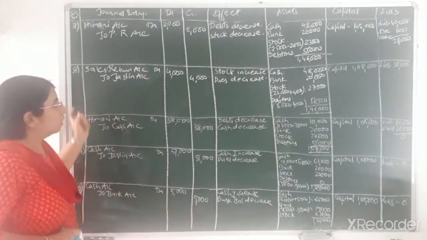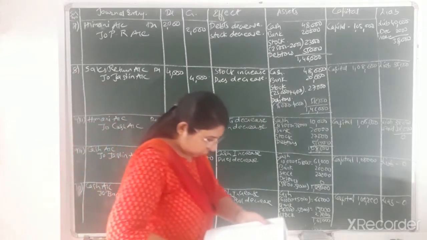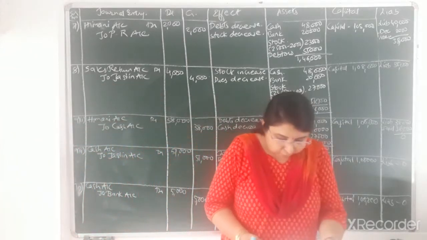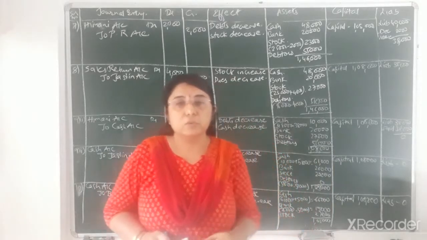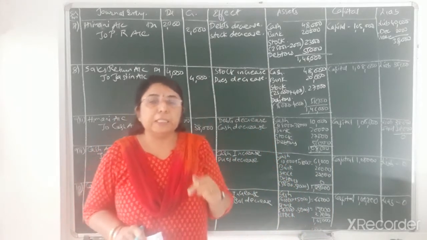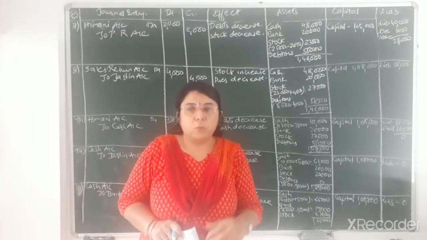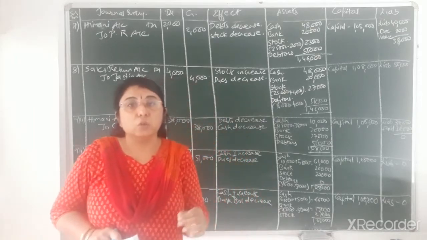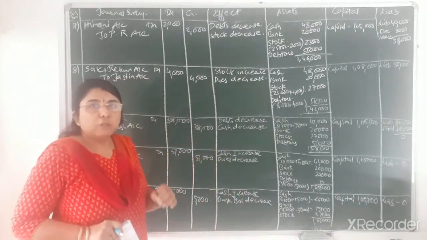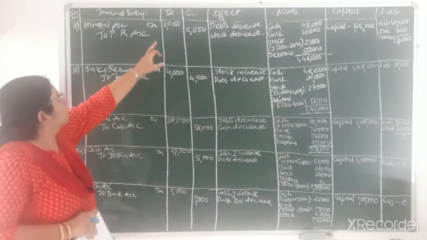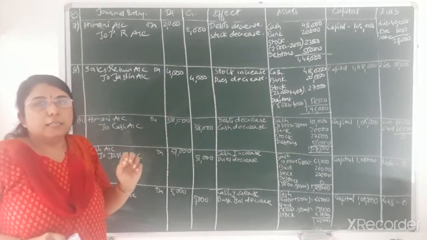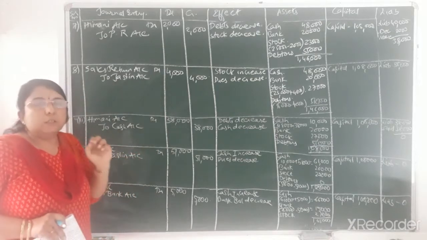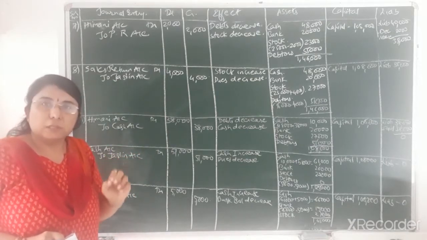After completing the eighth transaction, moving on to the ninth transaction. Accounts are settled with Himani and Jocelyn. Now there are two journal entries we have to write for this transaction, one for Himani and the other for Jocelyn. From Himani we had purchased goods worth rupees 40,000. Out of that, goods worth rupees 2,000 were returned to Himani. So now the balance amount that we have to pay to Himani would be only rupees 38,000.